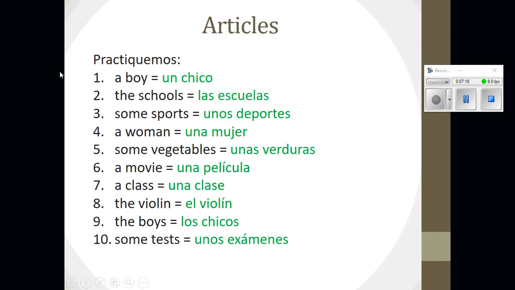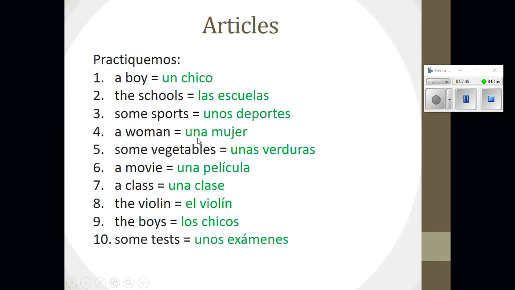Okay, let's check our answers. The schools. Las escuelas would go together because there are four ways to say that. And since escuelas is feminine and plural, we needed feminine and plural the. Okay. Some sports. The words for some are unos and unas. Deportes is one of those nouns that you need to memorize. It ends in es, which tells us it's plural. And then we do have to memorize that it's masculine. So unos would be masculine and plural. We would match that up with deportes.